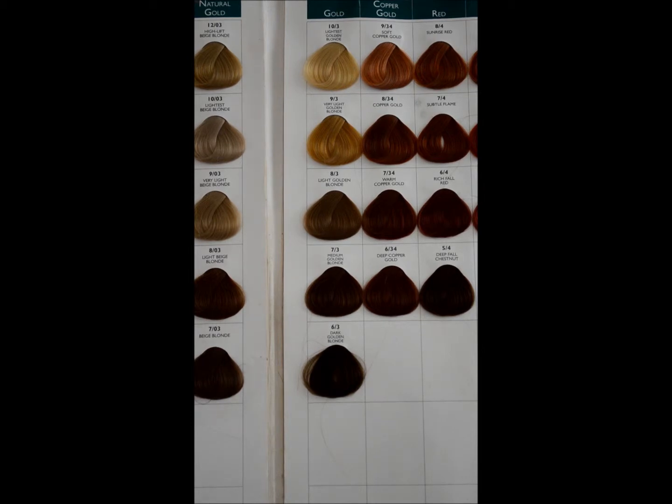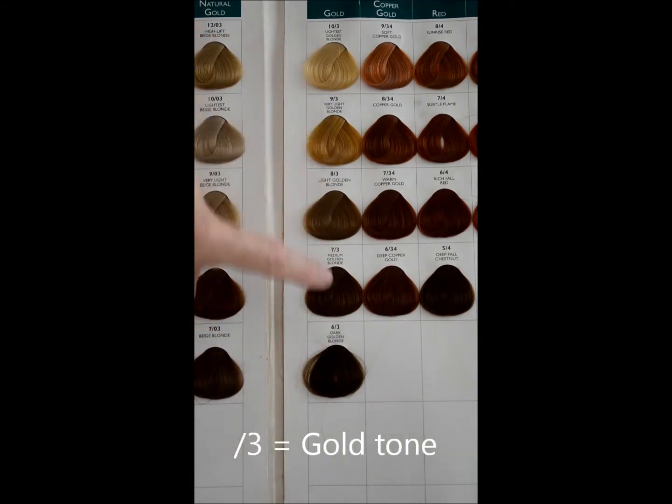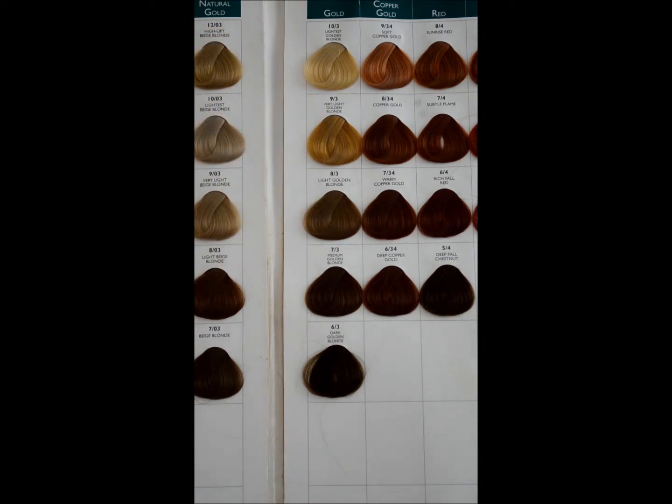Okay, if we look at the gold tones, these have got a 3 after the slash, and the 3 is the number for gold. So before the slash you've got 6, 7, 8, 9, 10, which gives you the depth, how light or how dark it is. The number afterwards is a 3, and that tells you that it's a gold tone.